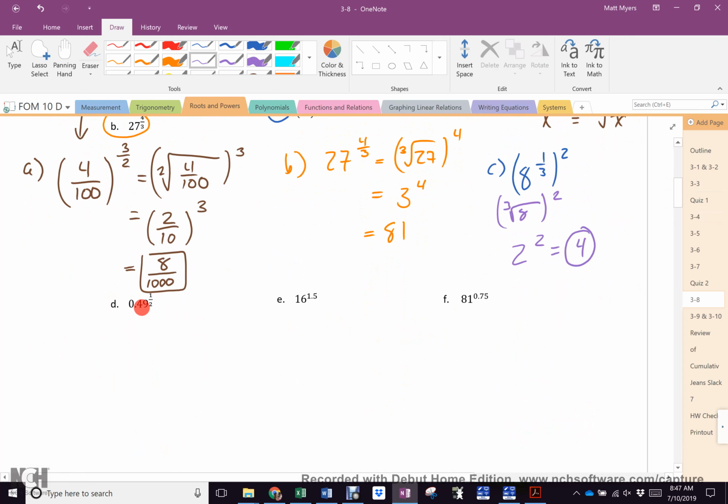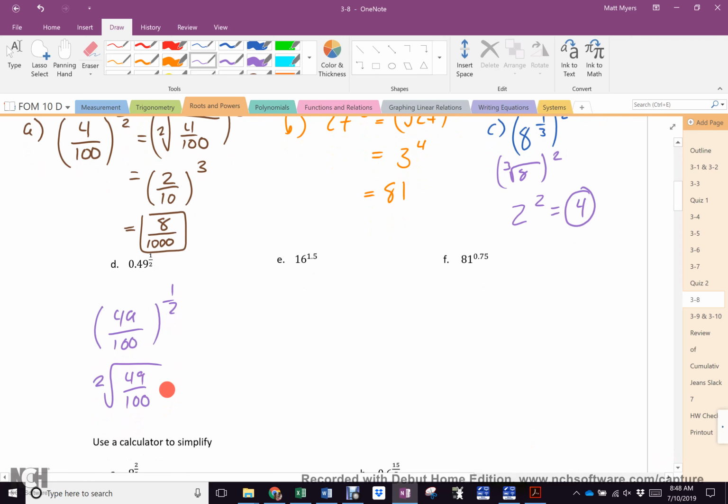0.49. How do we make that easier to work with? Fraction. What is the fraction of 0.49, Sihaj? 49 over 100, all to the 1/2. Where does that denominator go? Index. I need the square root of 49 over 100 to the 1st power. Do I ever write the 1st power? No. So all I need is the square root of 49 over 100. What is it? 7 over 10. Or, since I started as a decimal, 0.7.